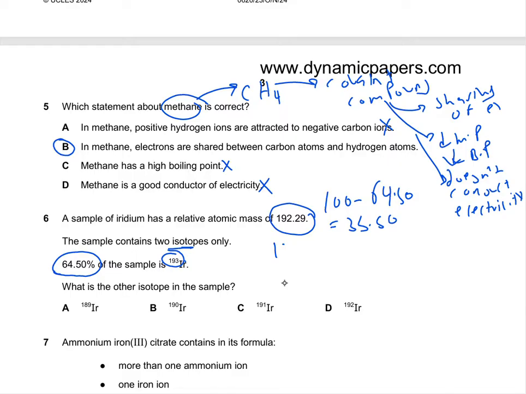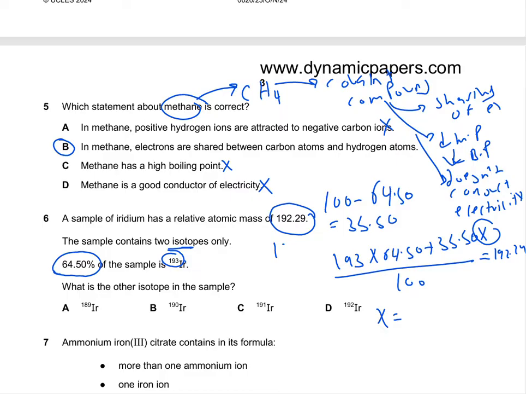So, we have the equation of the relative atomic mass, which says that the mass number of the first isotope times its percentage, plus the mass number of the other isotope, which is here x, that's the unknown, times its percentage, which is 35.5, divided by 100 equals the relative atomic mass, which is here 192.29. So we can make it an equation and collect x, the unknown. So x would be 191.